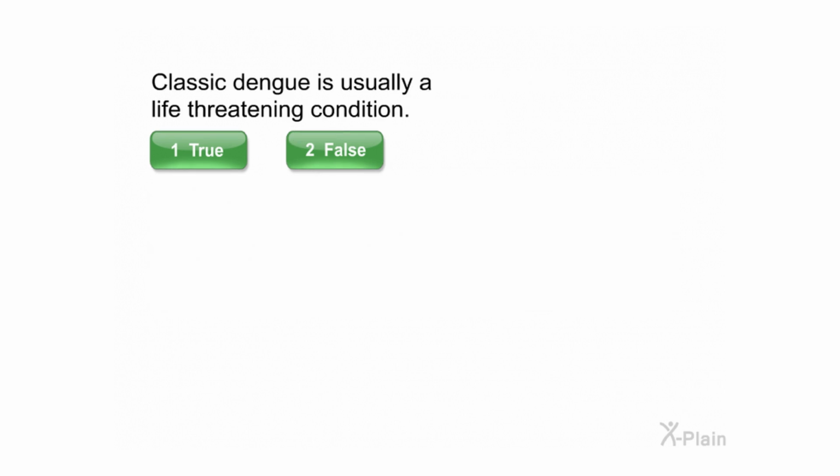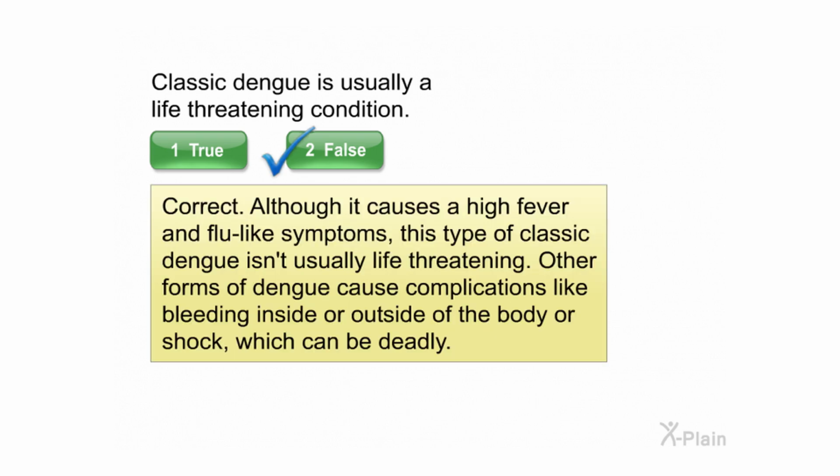Classic dengue is usually a life-threatening condition. Select true or false. Correct. Although it causes a high fever and flu-like symptoms, this type of classic dengue isn't usually life-threatening. Other forms of dengue cause complications like bleeding inside or outside of the body or shock, which can be deadly.